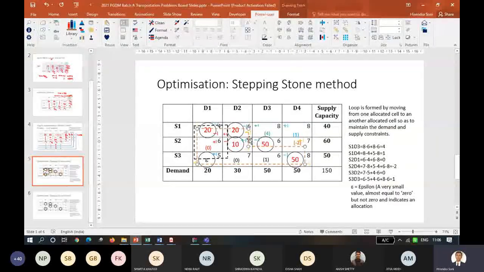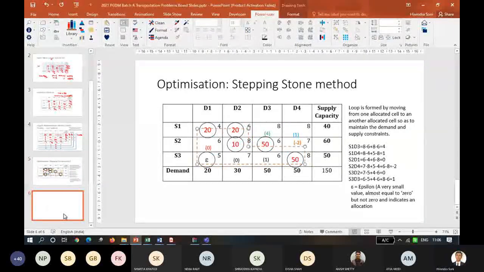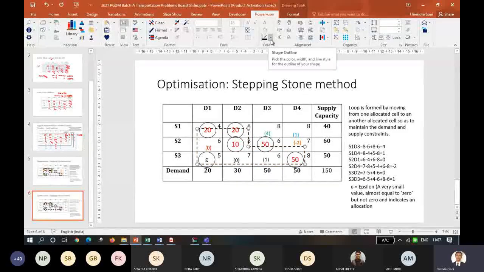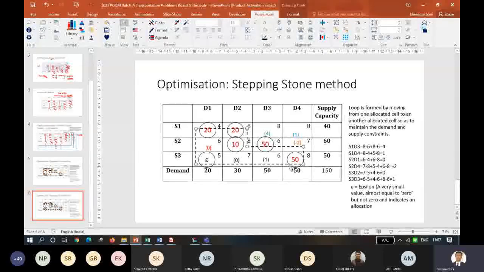I'm copying that loop and putting it here. Now we make the loop black so that it is clearly visible. Is it okay? Yes, sir. Okay, if the allocations are readjusted, we will be able to reduce the cost here. So per unit allocation will reduce my cost by 2000 rupees.